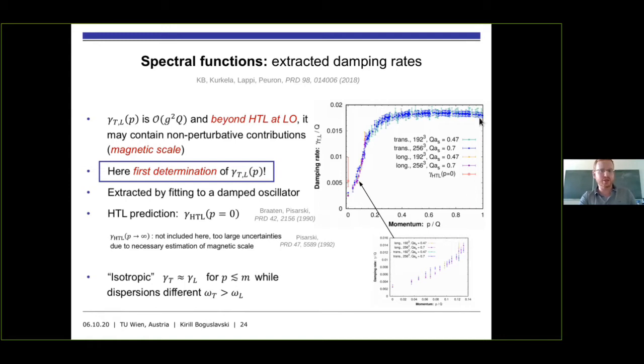The reason for the huge error bars is a magnetic scale, which is not very trivial to define out of equilibrium. So what you find here is the first determination of the complete damping rate over all the different momenta.